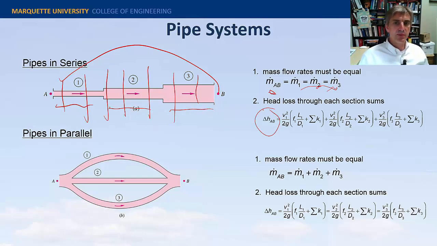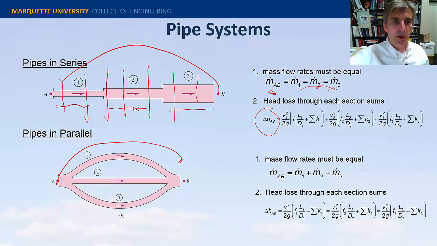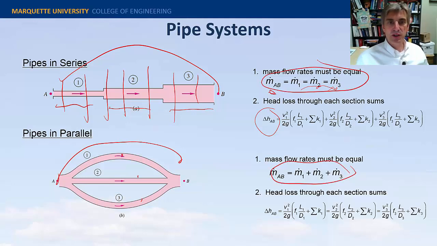Now for parallel pipes, it's just the opposite as it is for series pipes. So the total mass flow rate from A to B is equal to the mass flow rate of pipe 1 plus the mass flow rate of pipe 2 plus the mass flow rate of pipe 3. See, that expression is very different than that expression. And the head loss are each equivalent. So it's kind of like the mass flow rate in the series pipes.